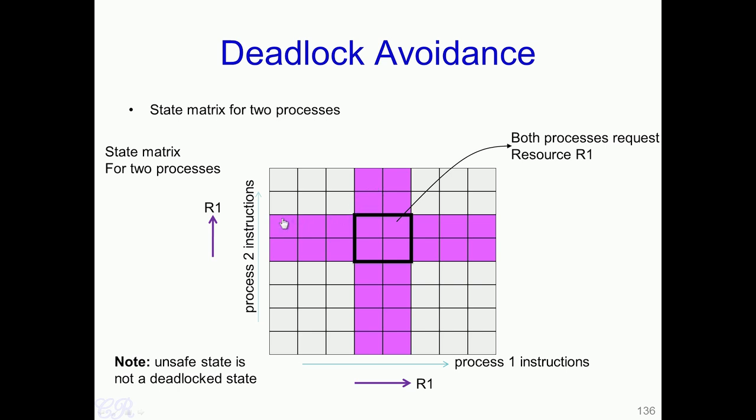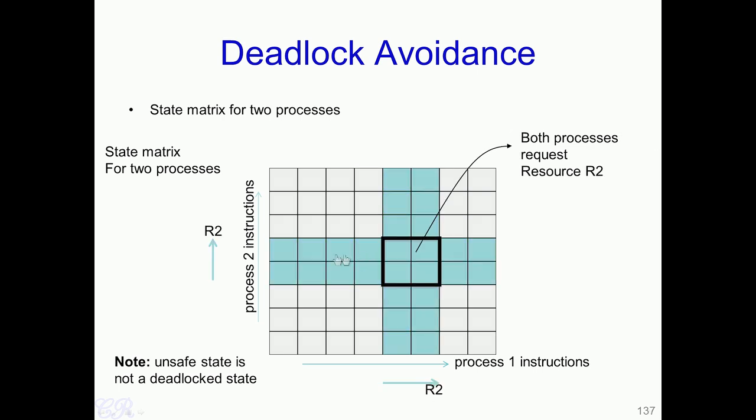In a similar way, during this time from this point to this point, process 2 requires the use of resource R1. This has been highlighted over here. Now, this intersecting square is the region where both process 1 and process 2 require resource R1. This intersecting square, represented by the intersection of these two regions, corresponds to the instructions in both processes that request resource R1.